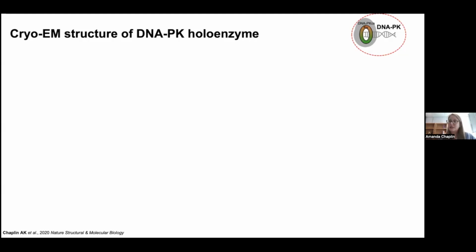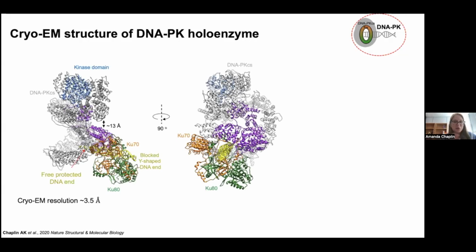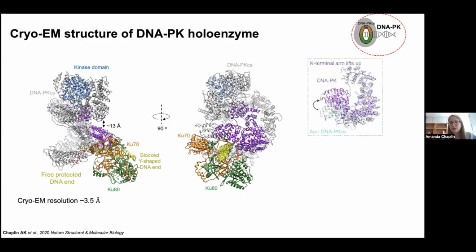So this is now DNA-PKcs, Ku, and DNA. After a lot of optimization, to cut a long story short, we managed to get the structure of DNA-PK. So this is the structure. DNA-PKcs is shown in gray here, with the N-terminal arm highlighted in purple and the kinase domain in blue. And Ku80 is now in orange and green, with DNA docked onto the side of it. If you compare the structure of DNA-PKcs on its own to when Ku80 is bound, we see this really big lifting up of the N-terminal arm.